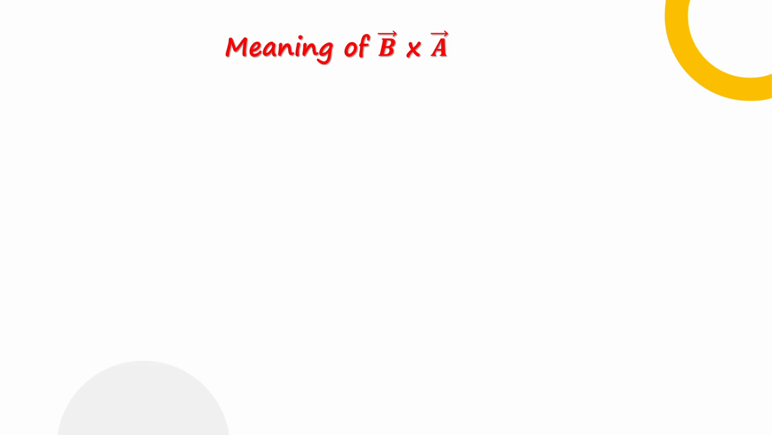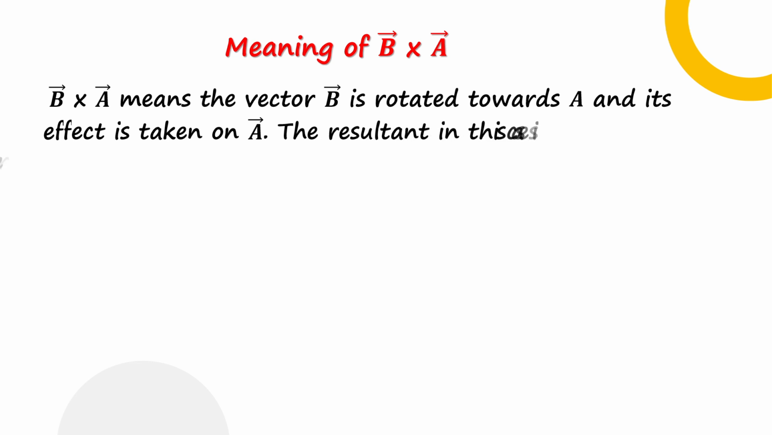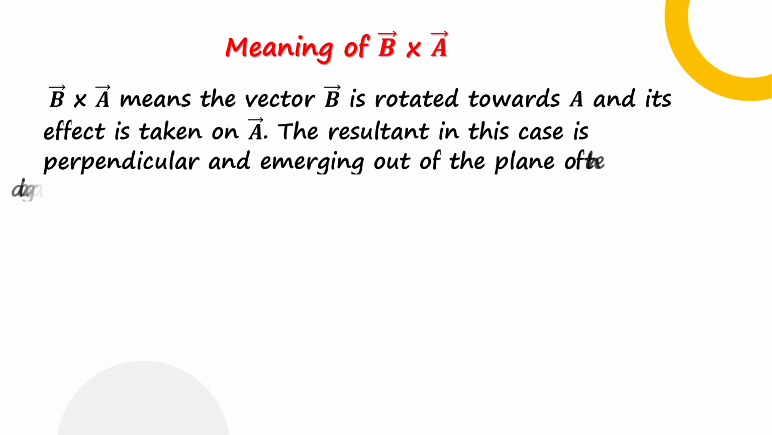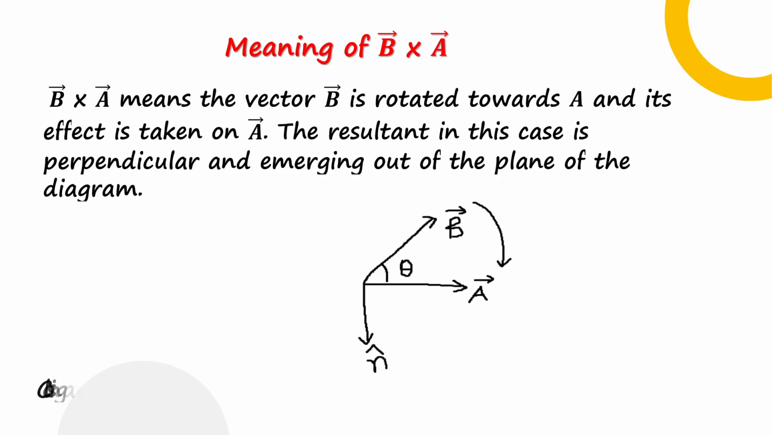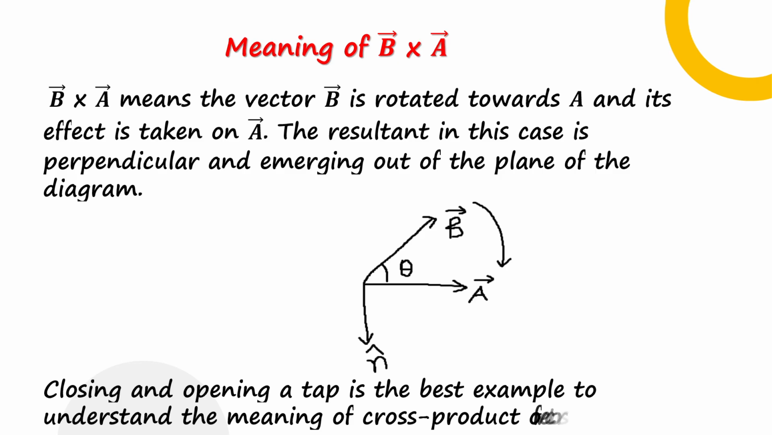Similarly, we can explain the meaning of vector B cross vector A, meaning the vector B is rotated towards A and its effect is taken on vector A. In this case, the resultant is perpendicular and emerging out of the plane of the diagram. A best example to explain the meaning of cross product is closing and opening of a water tap.